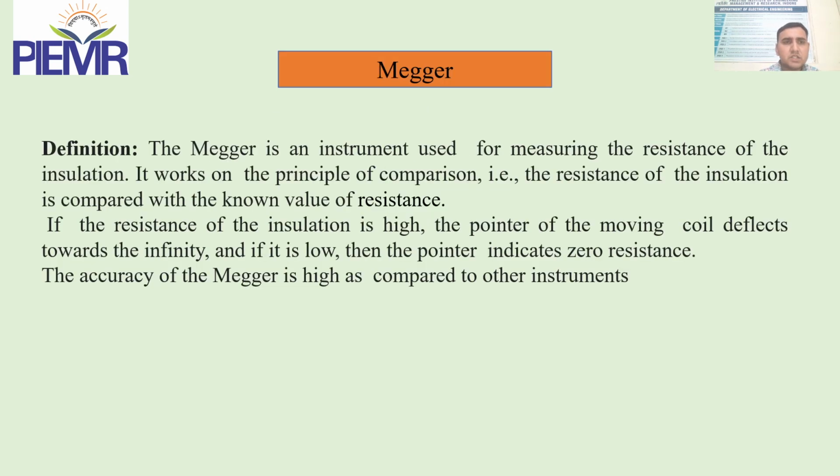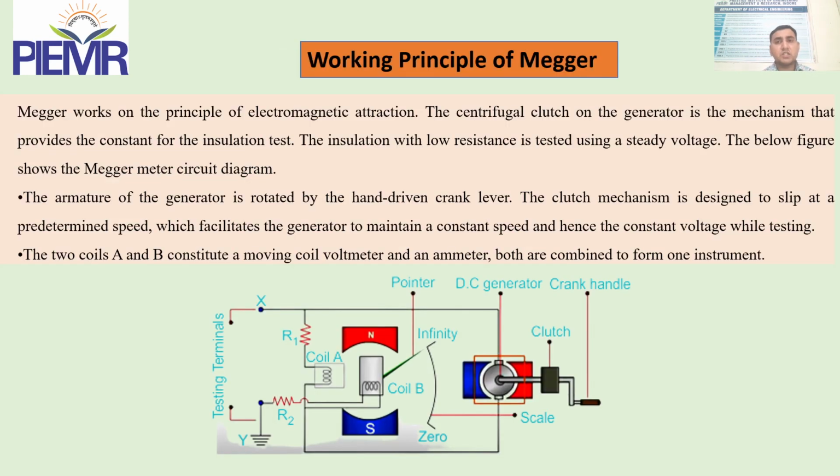For definition purposes, a megger is an instrument used to measure the resistance of insulation. Its principle is based on comparison, as the resistance of insulation is compared with some unknown resistances. If the insulation resistance is high, the pointer deflects toward infinity. If resistance is very low, it indicates zero resistance. The accuracy of the megger compared to other instruments is very high, as I suggested in previous lectures also. What is the basic principle behind the construction of a megger?